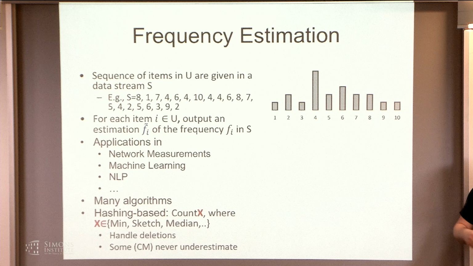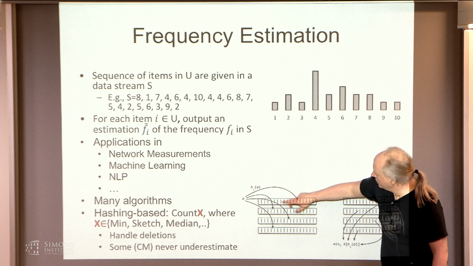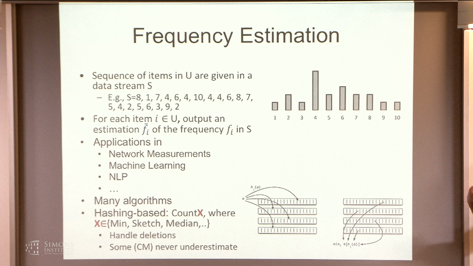On a high level, all of those algorithms store a bunch of hash tables, where each bin of each hash table has a count. When you have a new element, you hash it and you increment the corresponding bin. Then if you want to estimate the frequency, you also hash the element, take all these numbers, and perform some estimation. For count-min, you just take the minimum. For count median, you take the median. For count sketch, you do a median of means. They differ, but they are roughly the same on a high level.